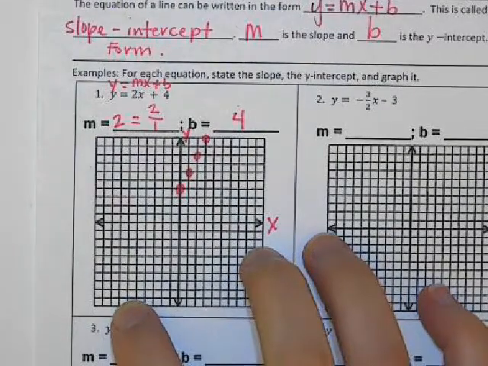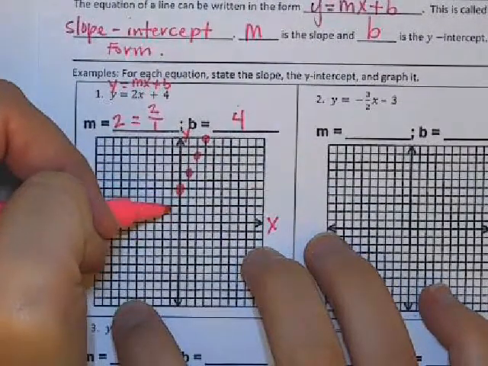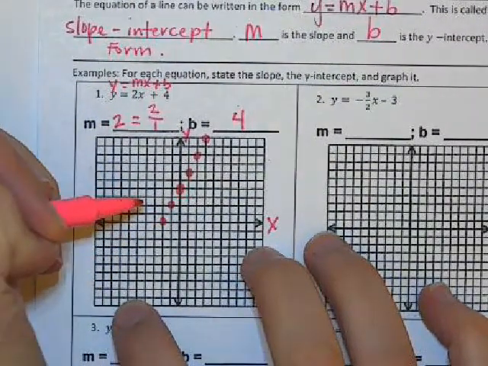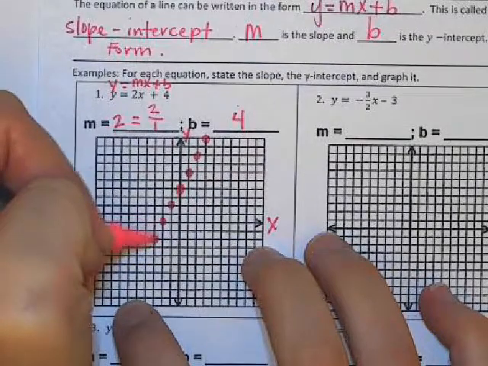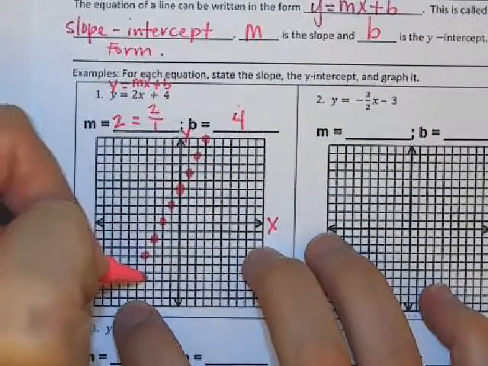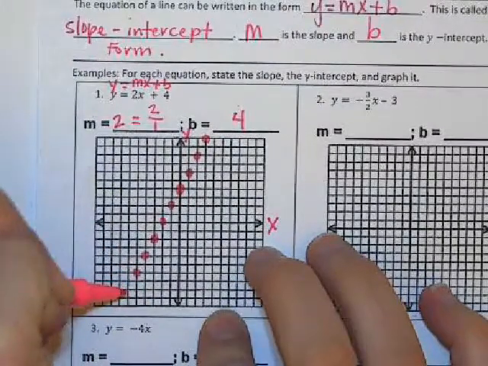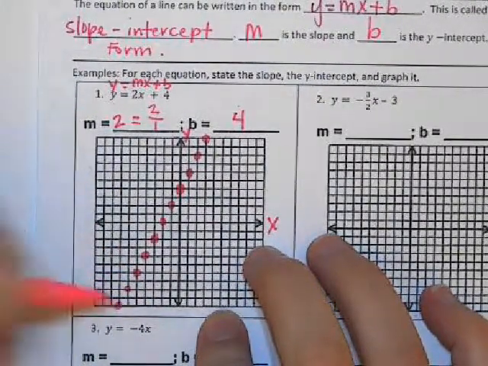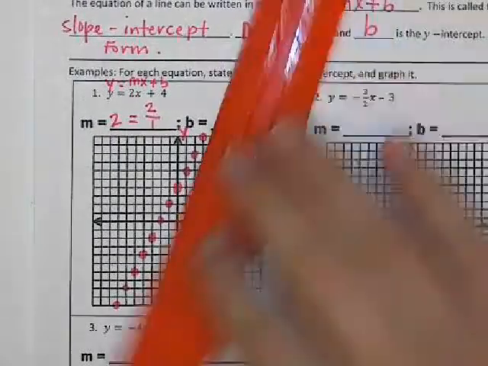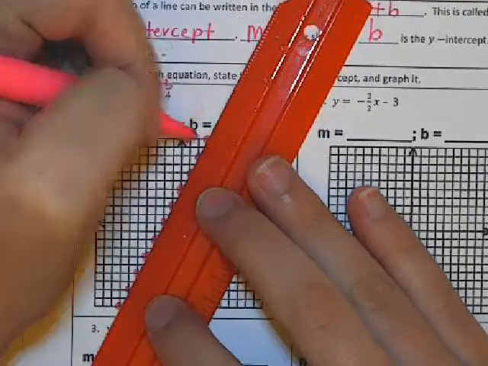When you can't go any further, we go the opposite way. Down 2, the other way 1. Down 2, 1. Down 2, 1. Graph all your dots and draw your line.